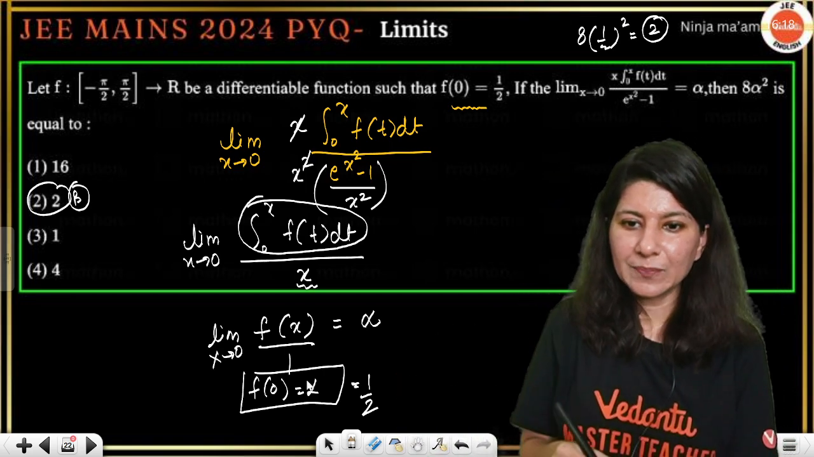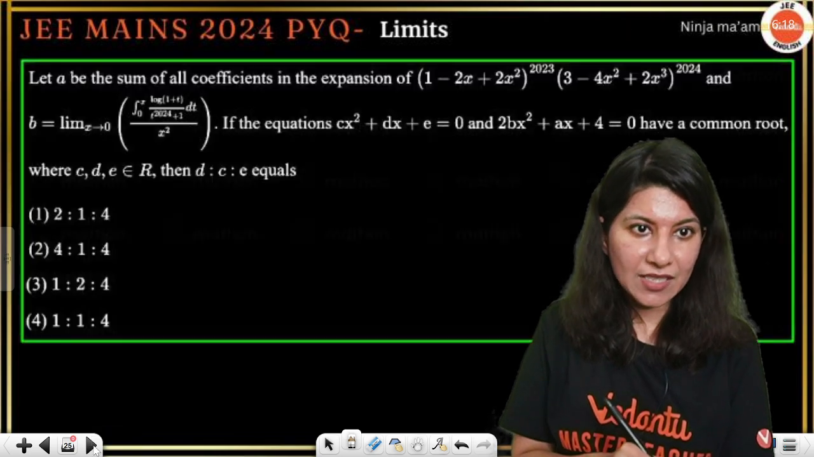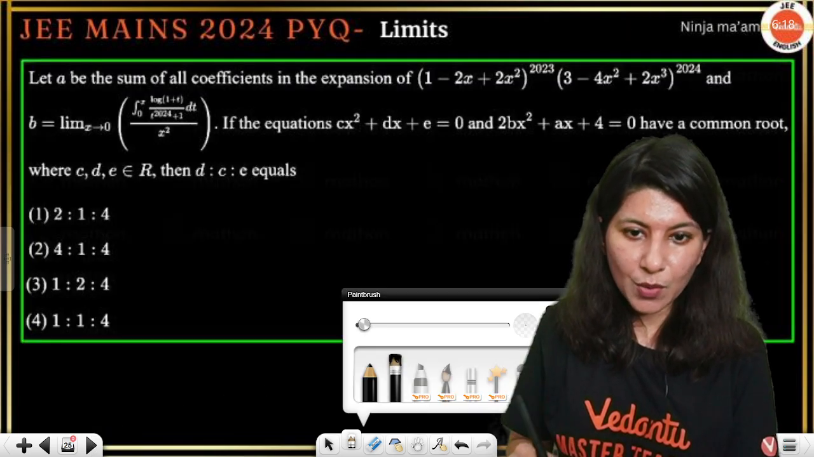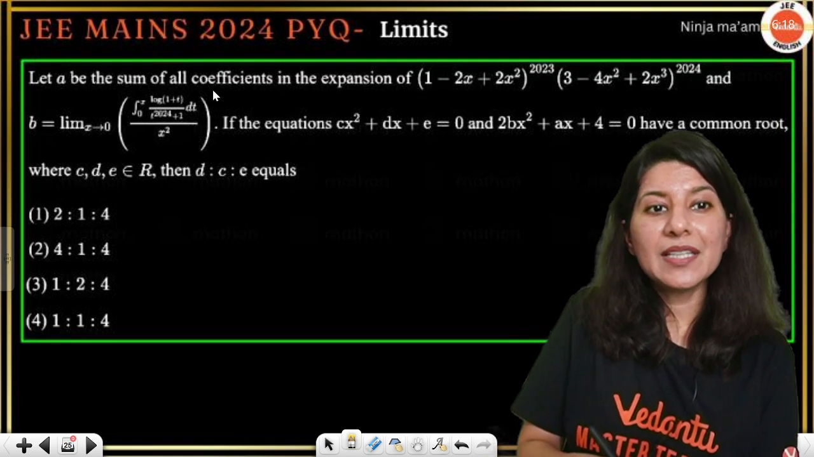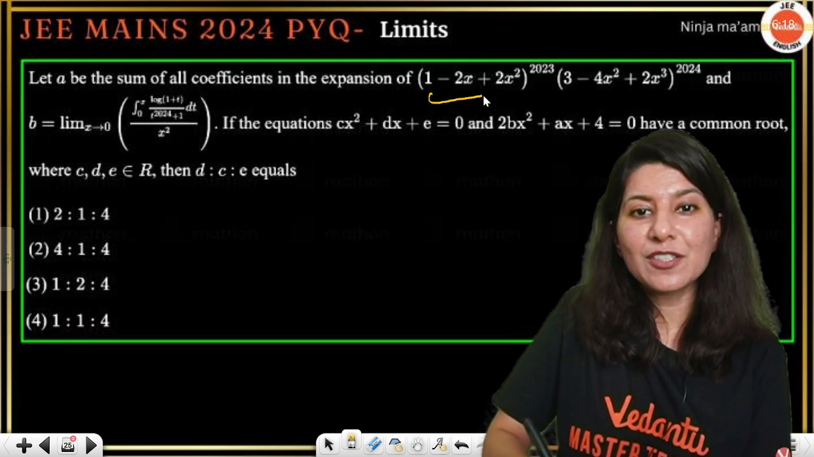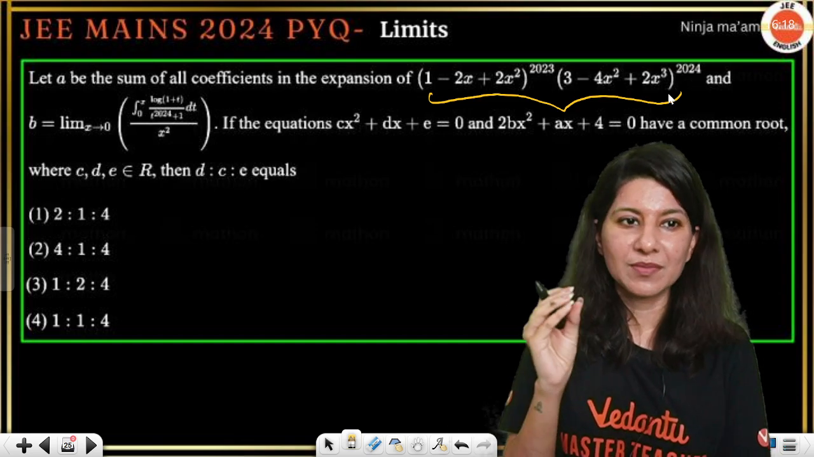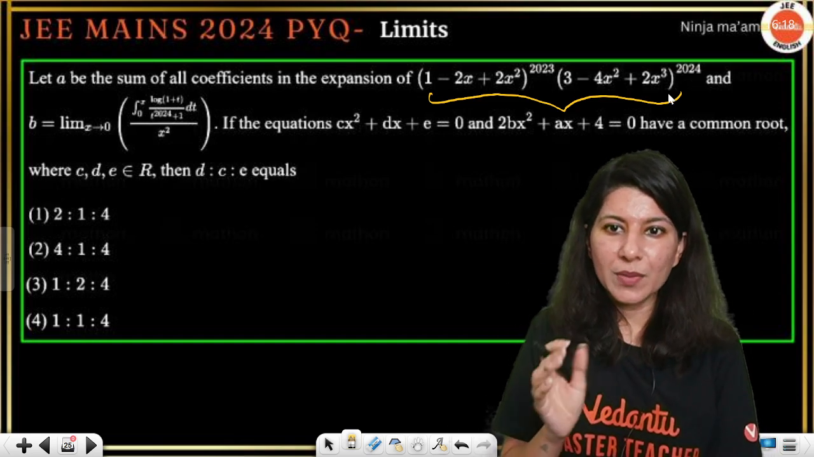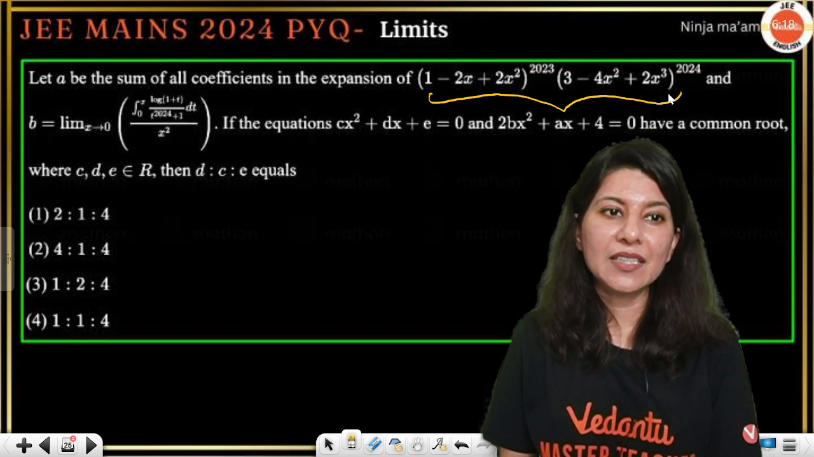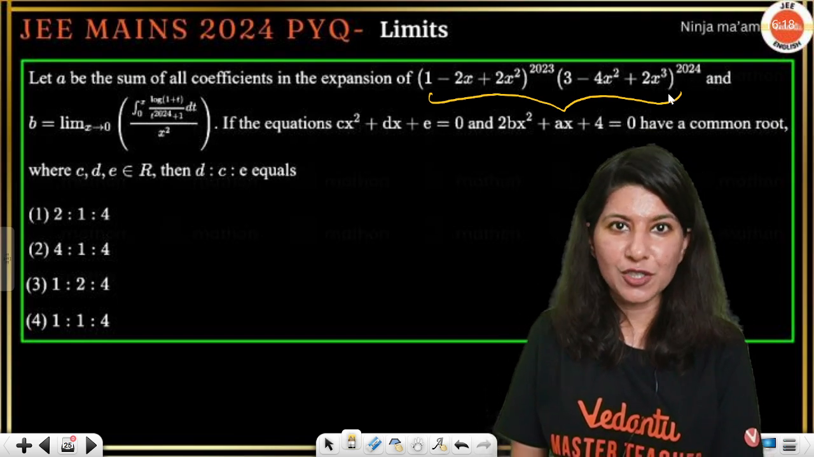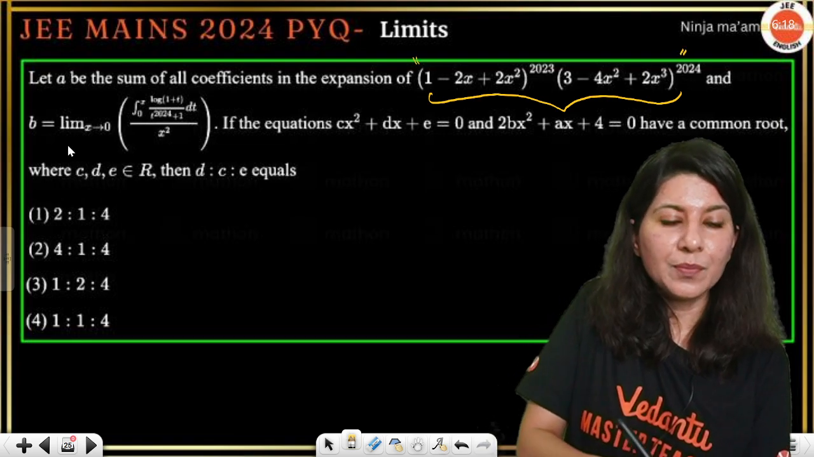Right? Okay. Perfect. Let us move on to the next problem. Next problem. Okay. Let A be the sum of all coefficients in the expansion of this. So this is a trick-based problem of binomial theorem. Then there is some combination of limits as well. Let A be the sum of all coefficients in the expansion of this, and B is equals to this, correct?